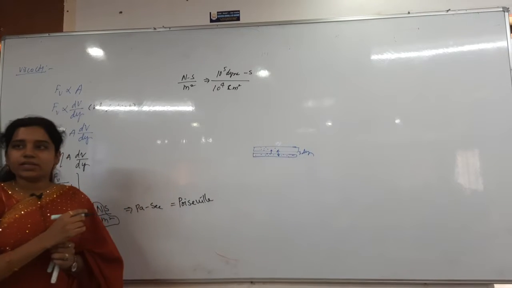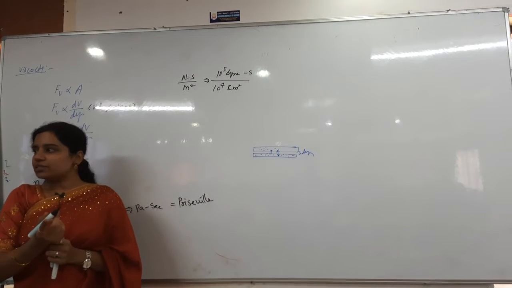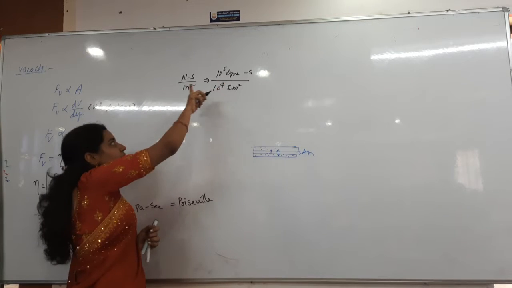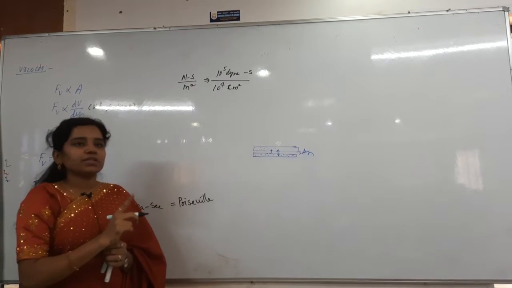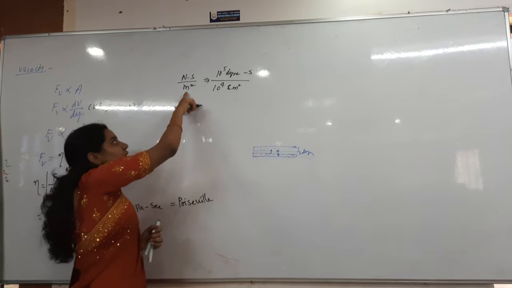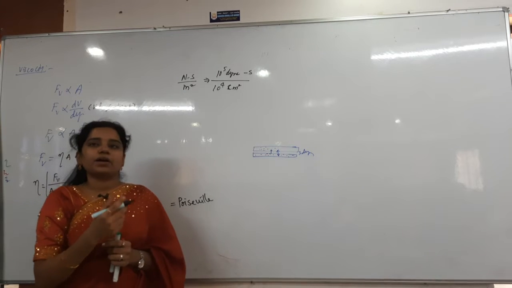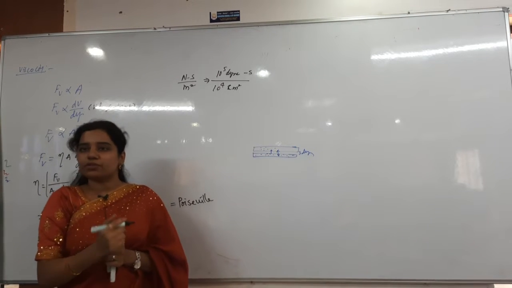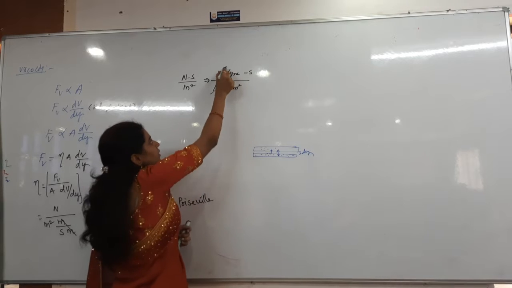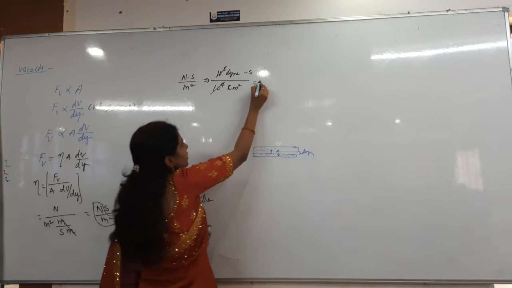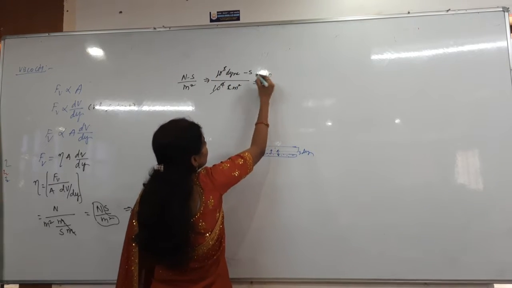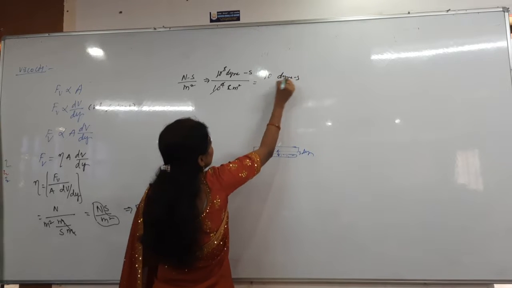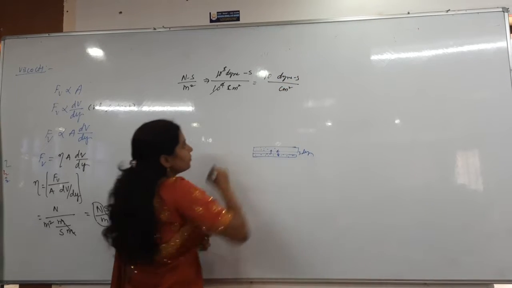Do you understand properly? 1 Newton is equal to 10 power 5 dynes. Okay, then second is equal to second only. 1 meter is equal to how many centimeters? 100 centimeters. Now meter square is 100 into 100, 10 power 4 we will get. Now 10 power 4 and 10 power 5, they get cancelled. Then what is remaining here? 10 dyne second per centimeter square.